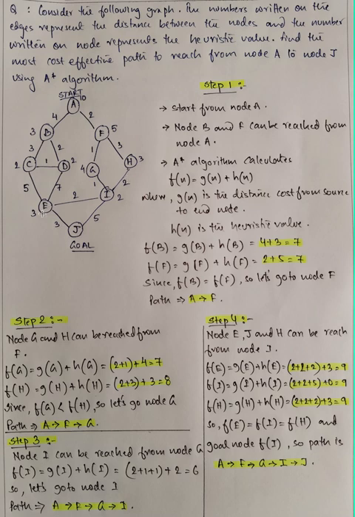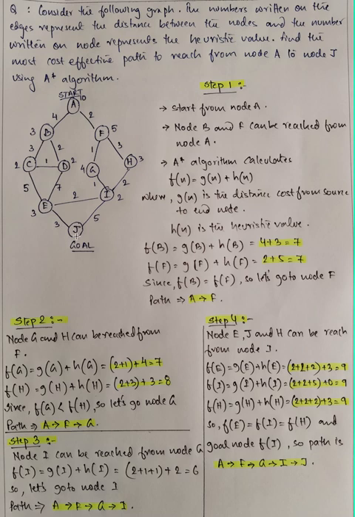So let's start with f of E. In order to reach E, what is the distance you have to cover? Over here A to F is 2, F to G is 1, G to I is 1, and I to E is 2. Sorry. 2 plus 1, 3, 3 plus 1, 4, 4 plus 2, 6. Yes, 6. And the heuristic value of E is 3. So that would give me 9.